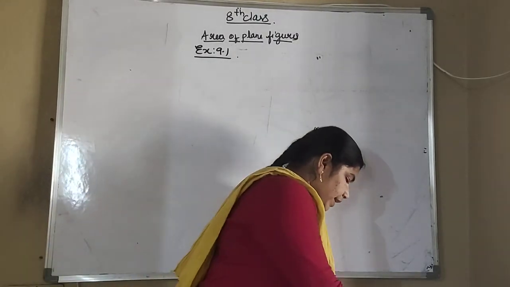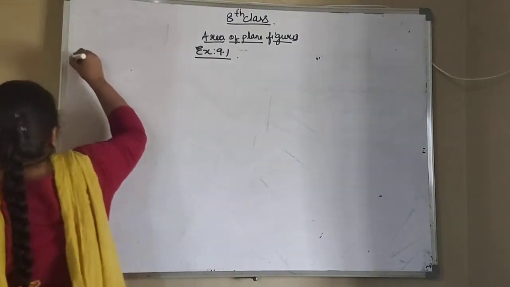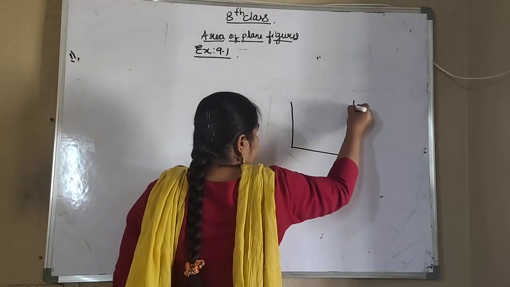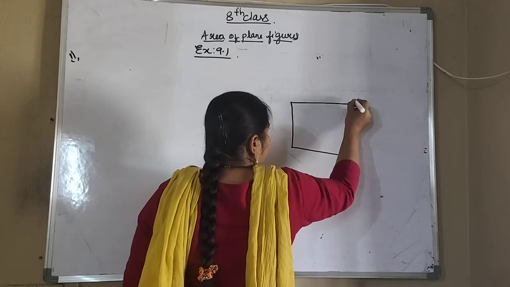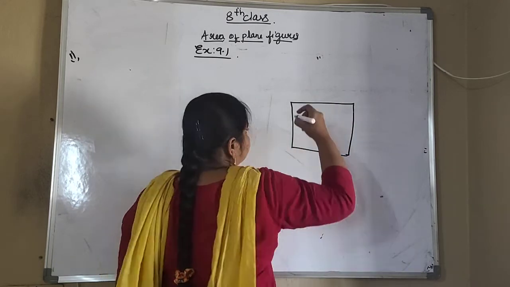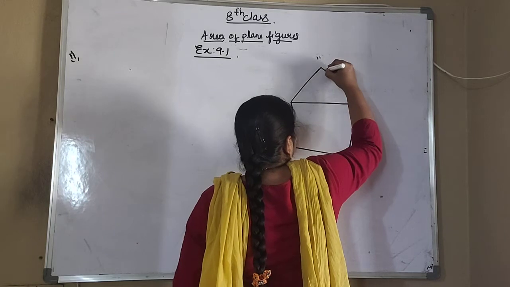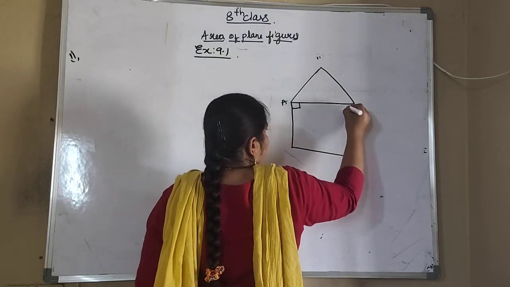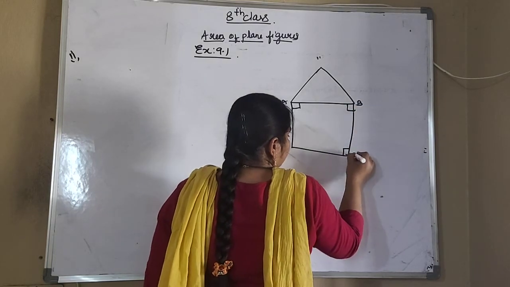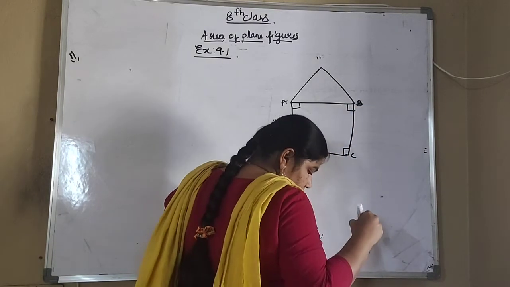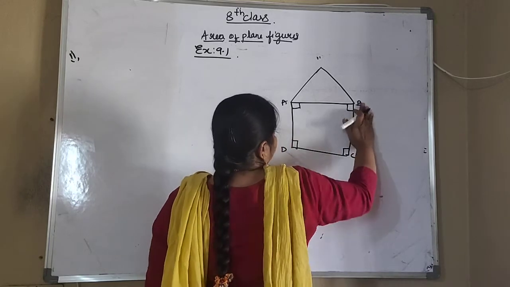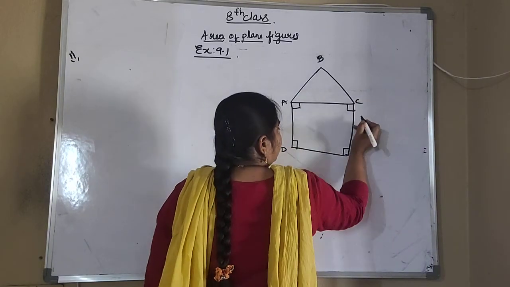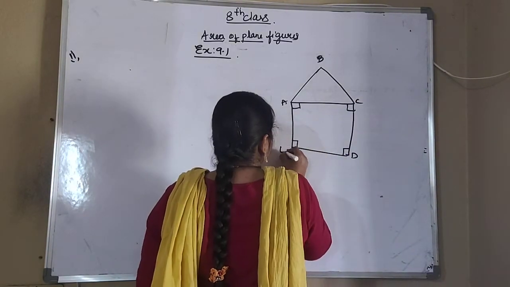We have to find the areas now. So first figure is this one. So this is A, B, C, D, A, B, C, D, and this is E.